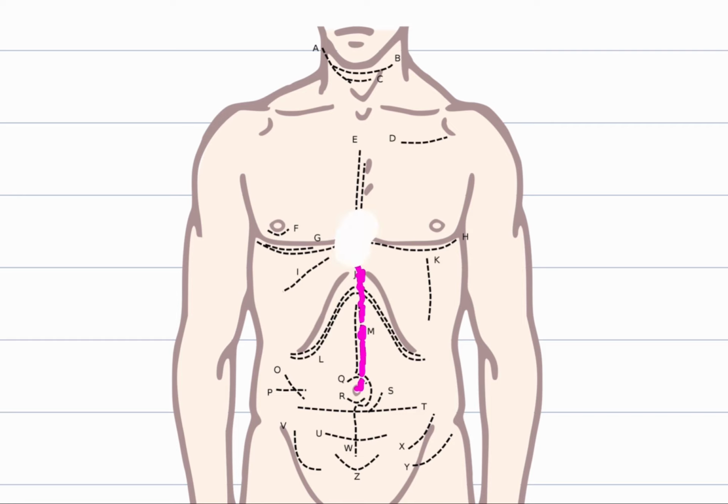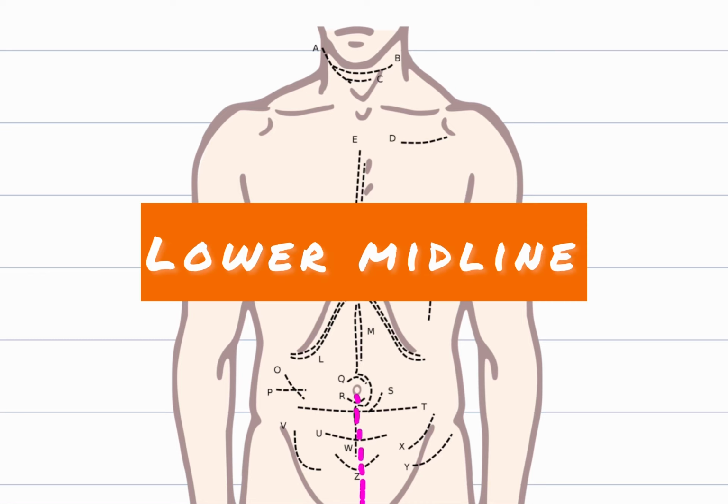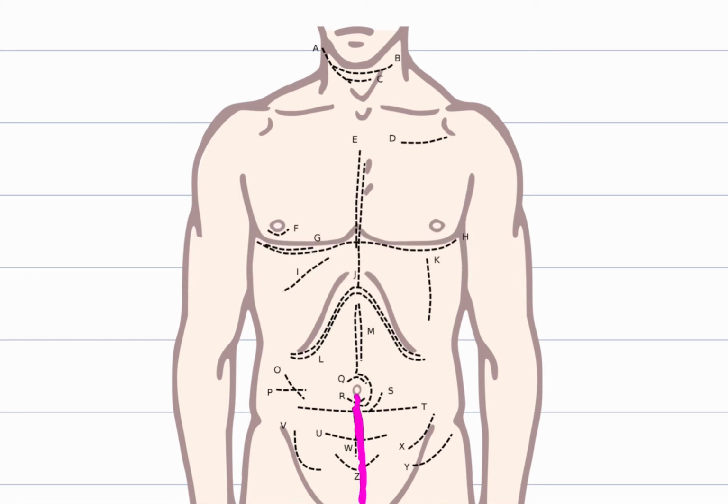The next incision we'll be discussing is the lower midline incision. The extension of the lower midline incision is from the umbilicus to the symphysis pubis. So this would be running from the umbilicus down to the symphysis pubis here. Basically, what are the surgeries that are done using the lower midline incision?